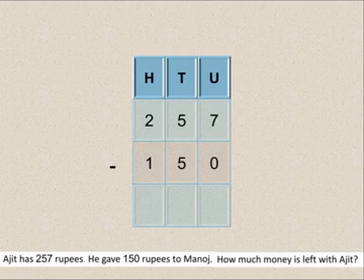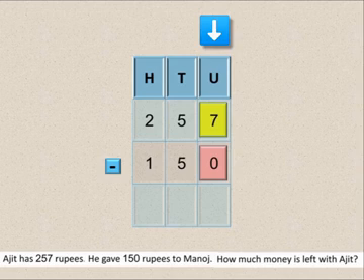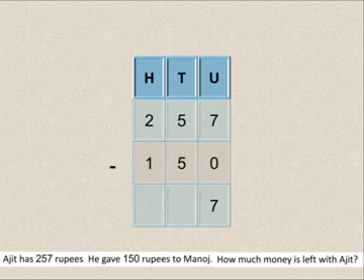Now that we have written the numbers in their respective columns, it's time to subtract. Let's start subtracting the numbers in the units column. 7 minus 0 is equal to 7. Always remember, when we subtract 0 from any number, the difference will be the number itself.